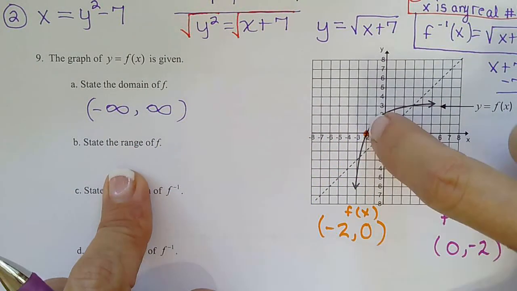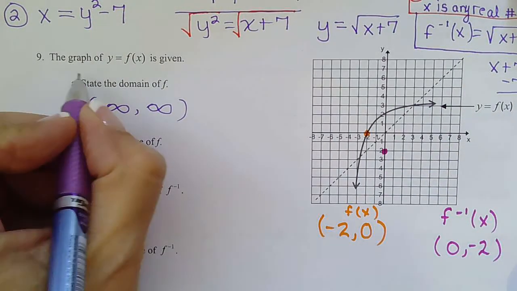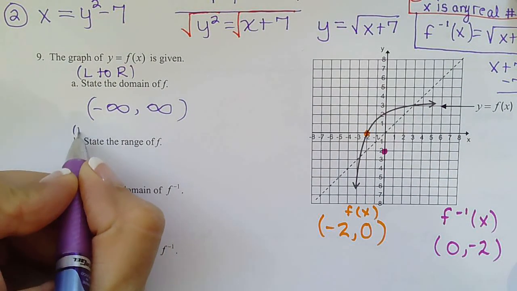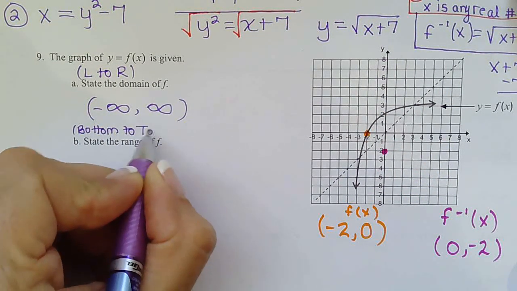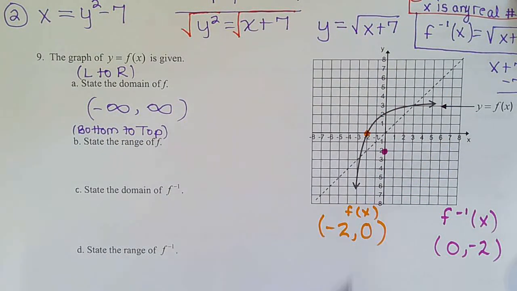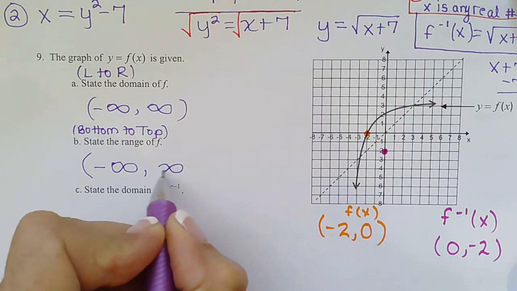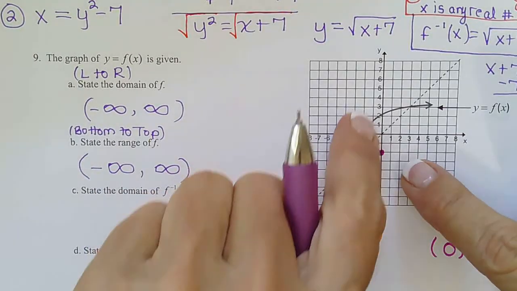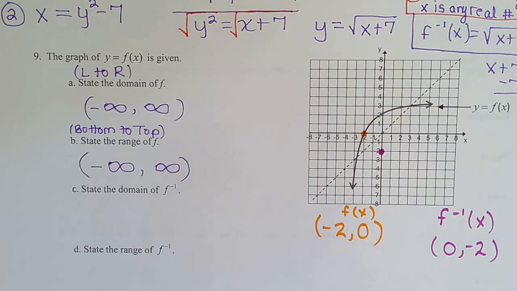Well, the range is the same thing. It's going to keep going down, and this is going to keep going up, because remember, domain is left to right, and range is bottom to top. So it goes down forever, up forever. So guess what? Our range is the exact same as our domain. So it goes left forever, right forever on the domain, because domain are the x's. But the range goes down forever and up forever. So we also have all real numbers on the range.